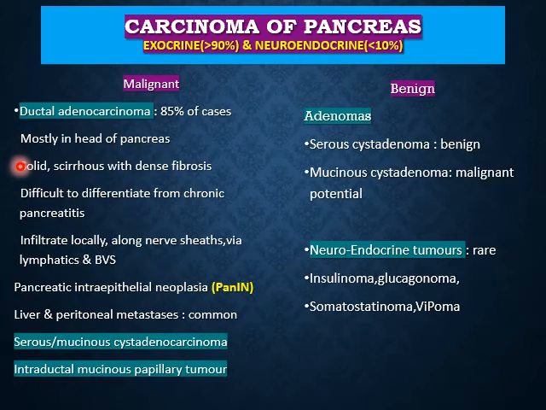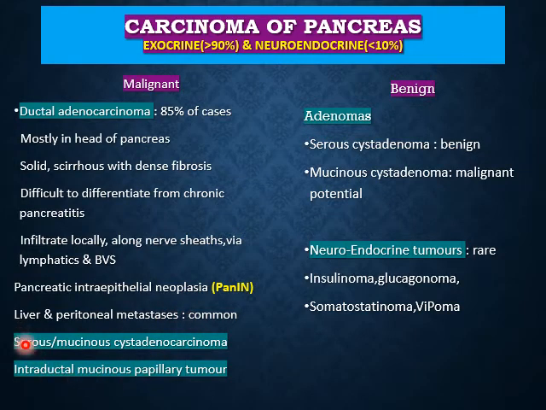They are solid, fibrous, and with dense fibrosis, difficult to differentiate from chronic pancreatitis, at times needing biopsy. And they tend to infiltrate locally along the nerve sheath, via the lymphatics and blood vessels. They usually originate in very tiny lesions known as pancreatic intraepithelial neoplasia, which is equivalent to pancreatic carcinoma in situ. Liver and peritoneal metastases by these tumors are common.